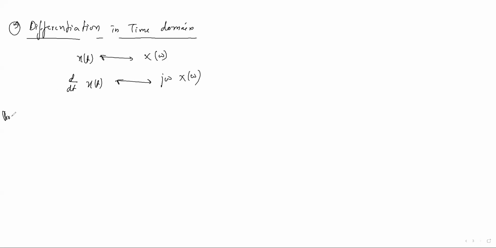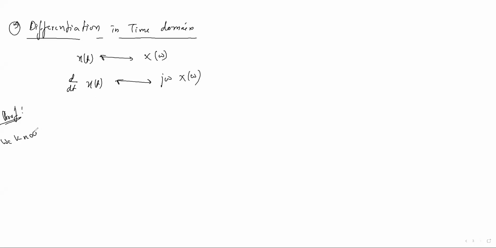So let me prove this. If the Fourier transform of d/dt x(t) is Y(omega), then we can solve. I have solved this differentiation property in the Fourier series also. There I said that we have to solve this using the inverse Fourier series formula. Here also we have to take the inverse Fourier transform formula to solve this differentiation.